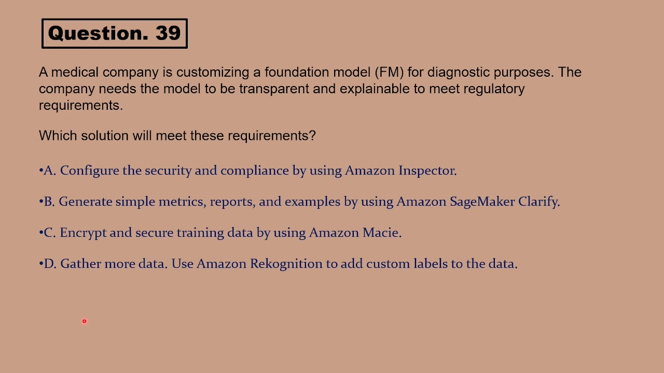Okay, now let me reveal the correct answer. Here, option B, generate simple metrics, reports, and examples by using Amazon SageMaker Clarify. This will be the correct one because it helps to provide transparency and explainability to machine learning models by generating metrics, reports, and visual explanations of the model's predictions. This is crucial for meeting the regulatory requirements in domains like healthcare, where understanding how a model arrives at its decision is essential for validation and trust. SageMaker Clarify also helps identify potential bias in models, which is important for ensuring fair and responsible use of AI. So option B is correct.